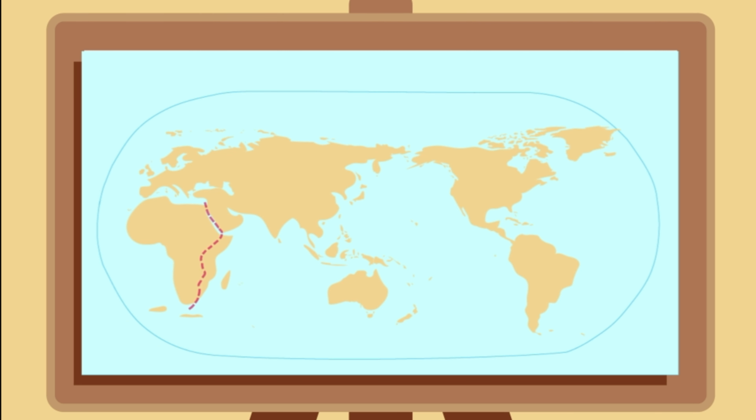The East African Rift shows that tectonic activity and hazard zones are not fixed. They evolve, and new boundaries can form as the Earth's plates keep moving.